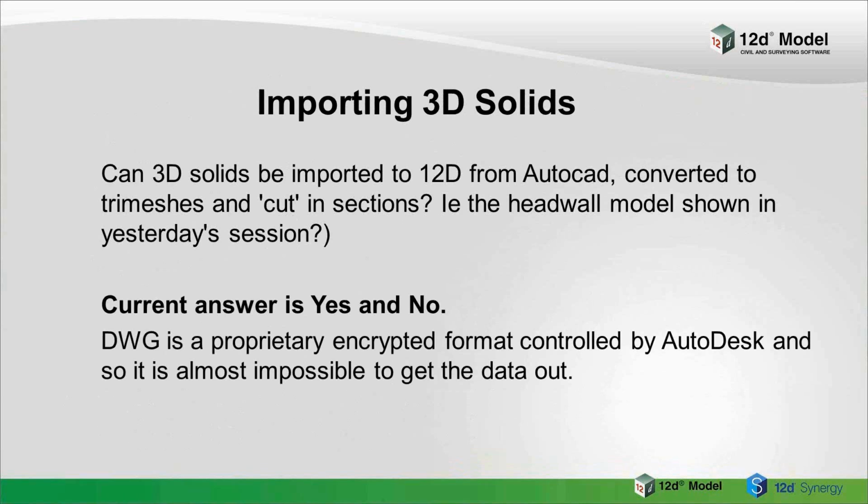DWG is a proprietary encrypted format, basically controlled by Autodesk, and so it's impossible to get the data out. We have to work with another consortium to try and figure out what's in it. It's mainly US companies. They like to lock you in so you can't get at your own data and stop other software. And that's where the whole idea of BIM came from, to have an open format that everyone knows, can read and write, so you don't get locked in like that into silos.